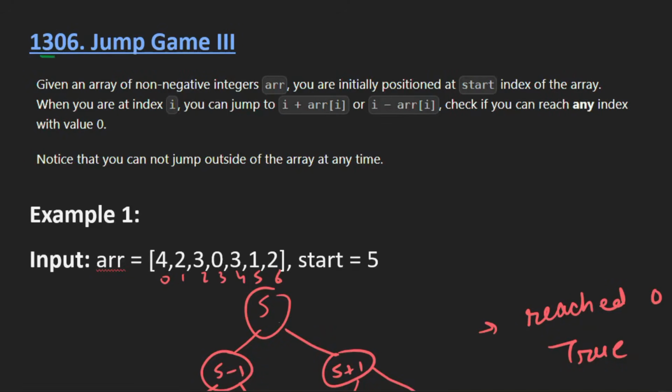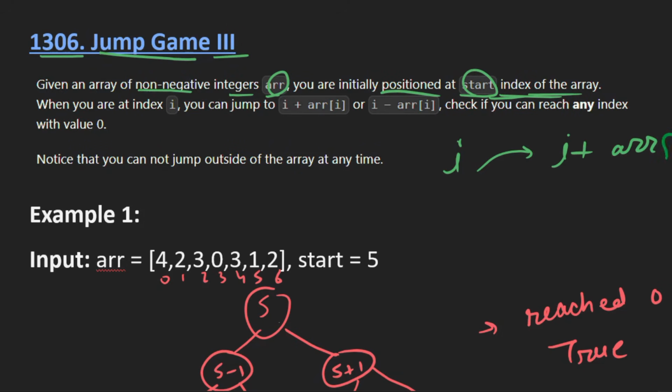So today's LeetCode question is 1306, which is Jump Game III. In this question we are given an array of non-negative integers, and we are initially positioned at a start index of the array. When we are at index i, we can either jump to i plus arr[i], a forward jump, or we can jump to i minus arr[i], right? And then we have to reach any index whose value is 0.